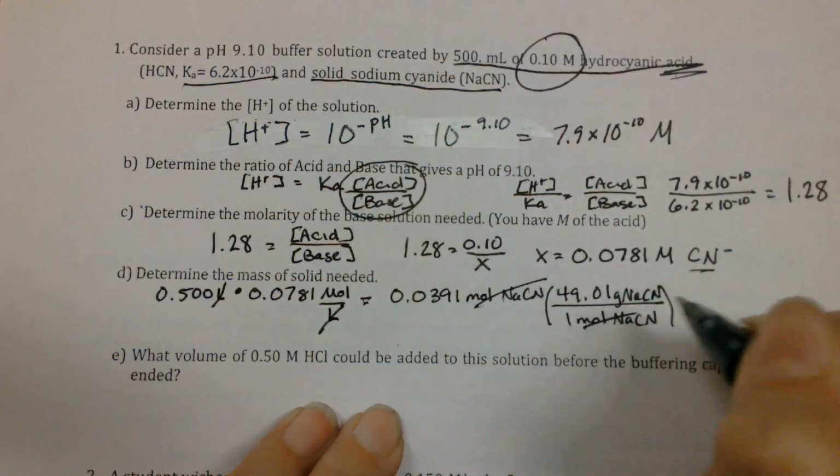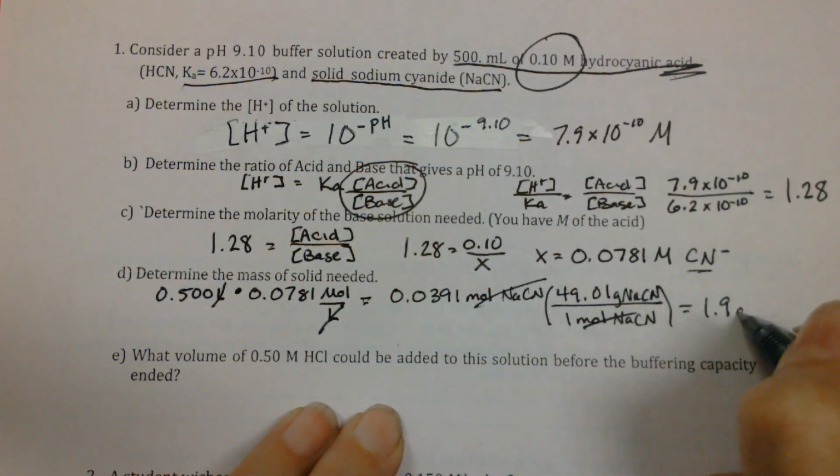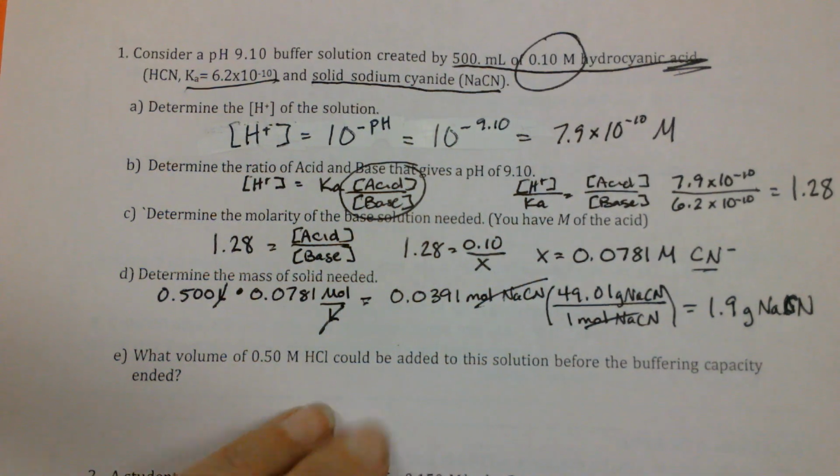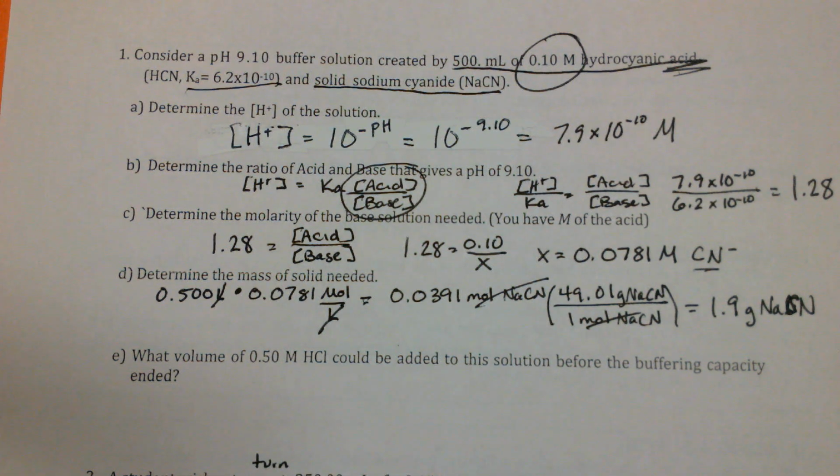You can see here the moles cancel, and I get about 1.9 grams of sodium cyanide. So I need to go to the back with my container of sodium cyanide salt, measure it out on a balance in a weigh boat, and measure out that 1.9 grams. And then I walk over to my 500 mL of solution and I dump in that 1.9 grams, and I stir it up so that it dissolves. And then I have a buffer because I have both hydrocyanic acid and its conjugate base, cyanide ions.